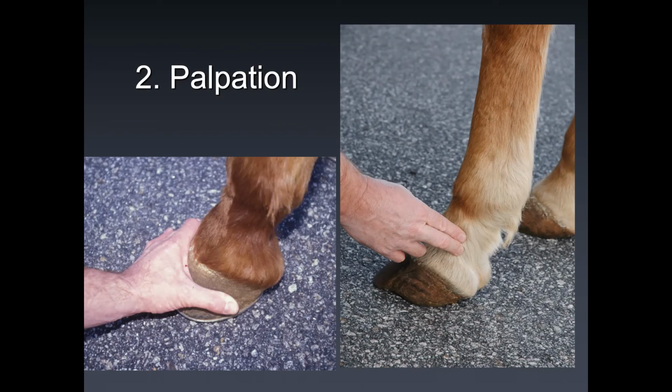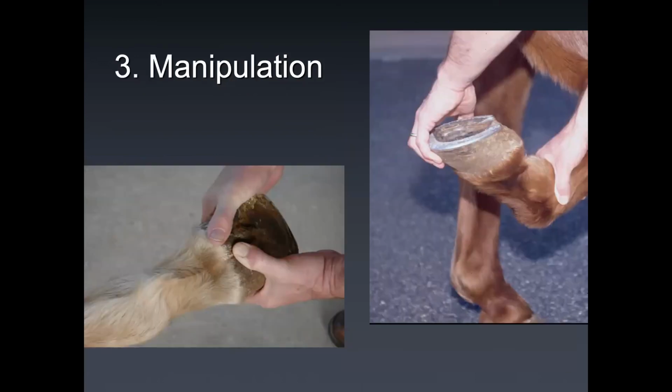So we can do palpation. We can manipulate it. One of the things that horses with arthritis have is they object to being manipulated. So you can flex and extend the joints. You can even rotate the coffin bone back and forward a little bit. But this is very valuable, particularly in conjunction with watching the animal move.